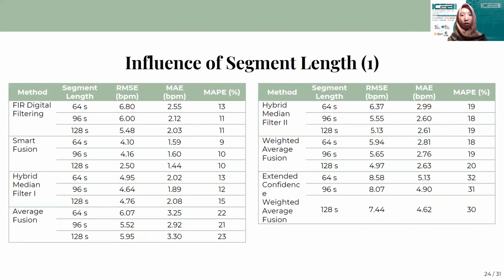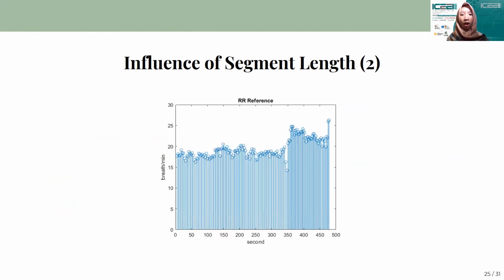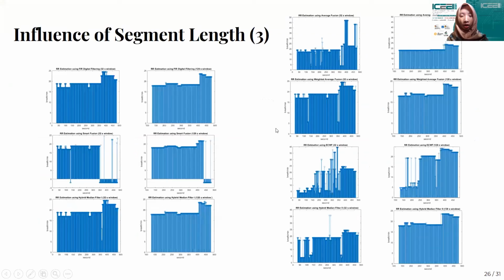In our paper, we also evaluate the influence of the segment length on our algorithm. From this table, we can see that the longer the segment we use, the lower the error will be. And this is an example of a PPG signal where the RR is changing by more than 5 breaths per minute in a period of respiration. From the result, we can see that the longer the segment we use, the less sensitive the algorithm will be.